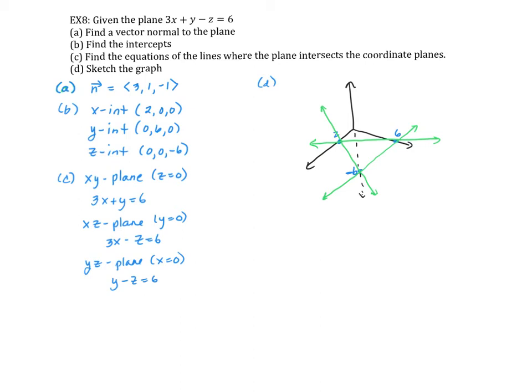If I had to label these, let's see, this would be 3x minus z is equal to 6. Okay, that line that looks horizontal would be 3x plus y equal to 6. And then we have y minus z equal to 6. Okay, so that's it for that problem.